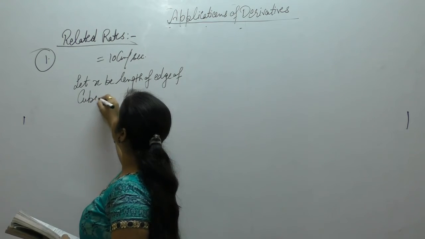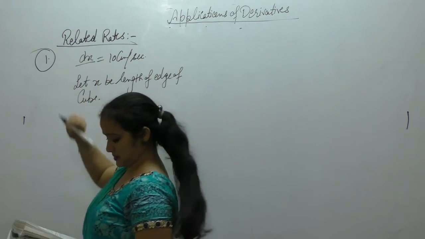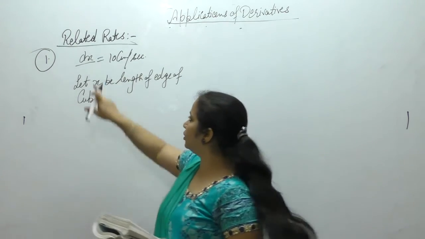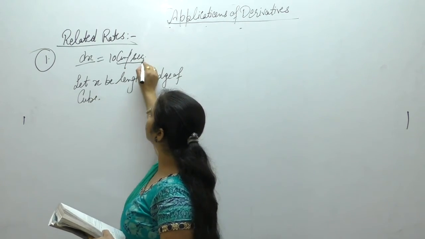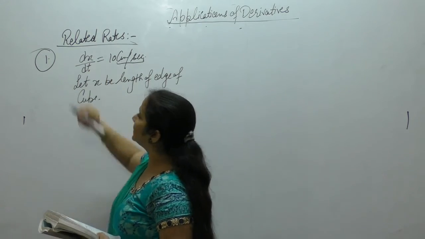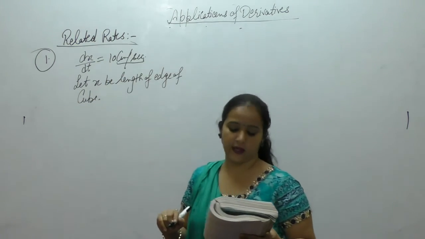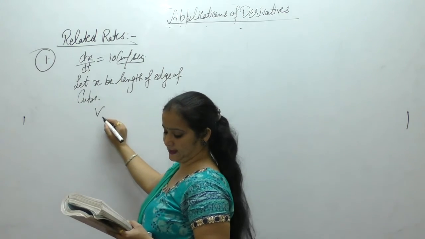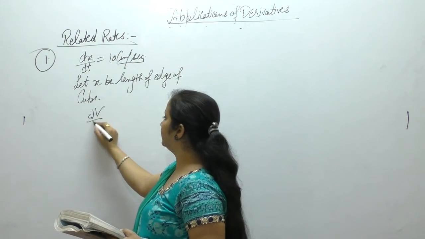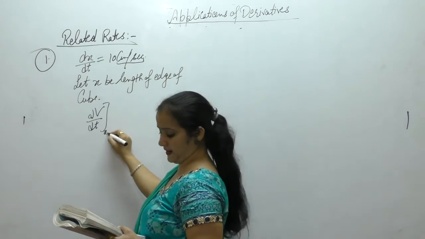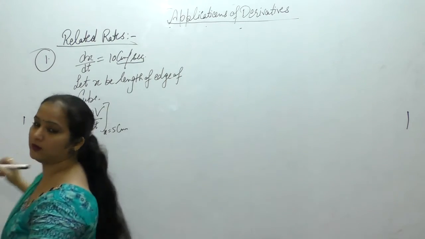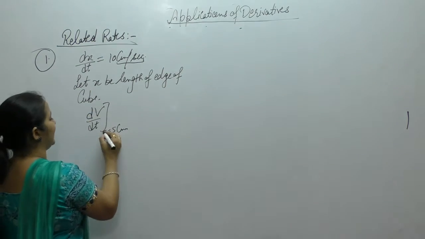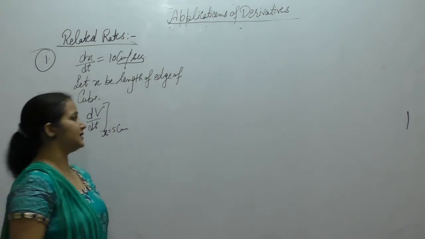An edge of a variable cube is increasing at the rate of 10 centimeter per second, so dx/dt = 10. How fast is the volume of the cube increasing when the edge is 5 centimeter long? We want to find dV/dt when the edge is 5 centimeter.